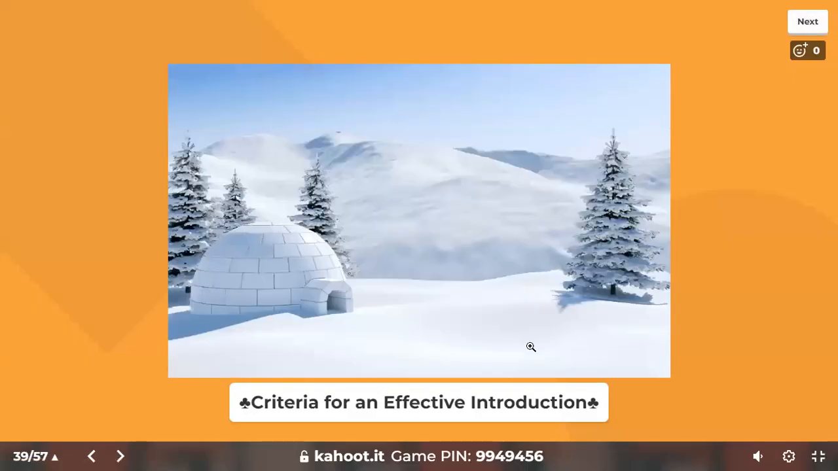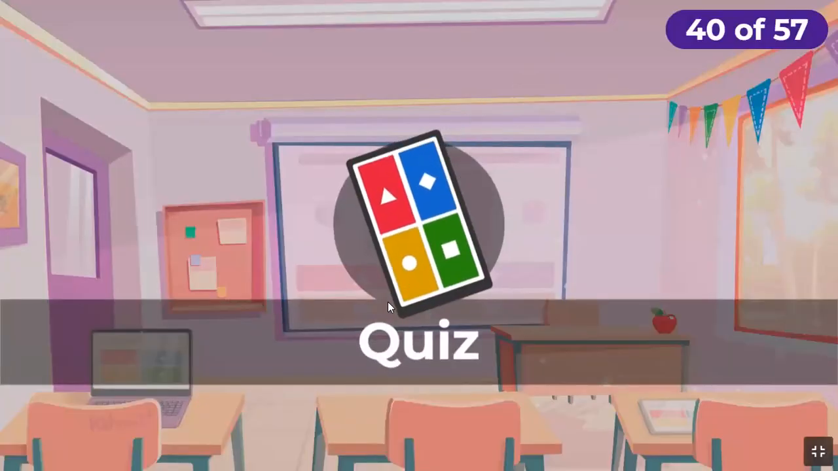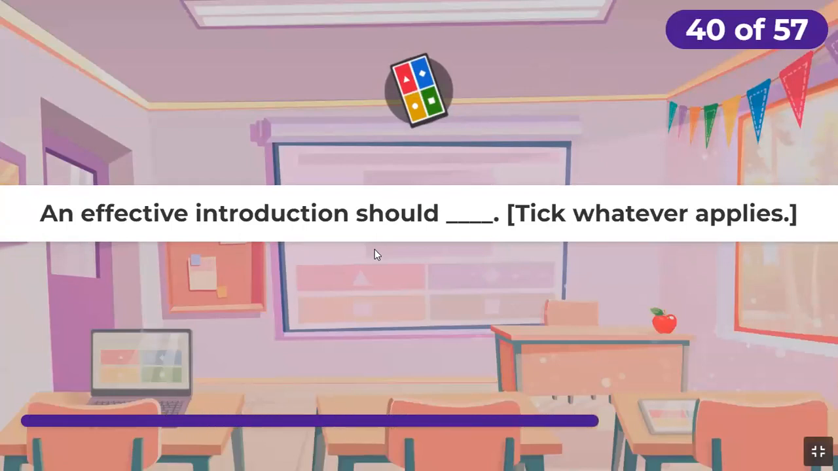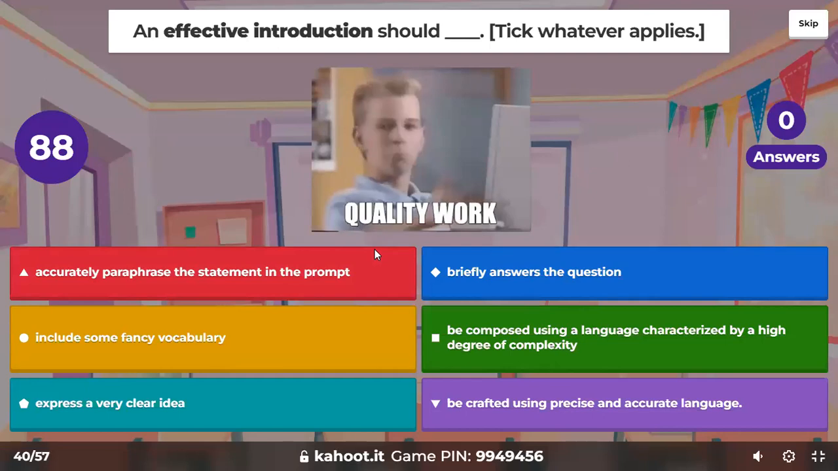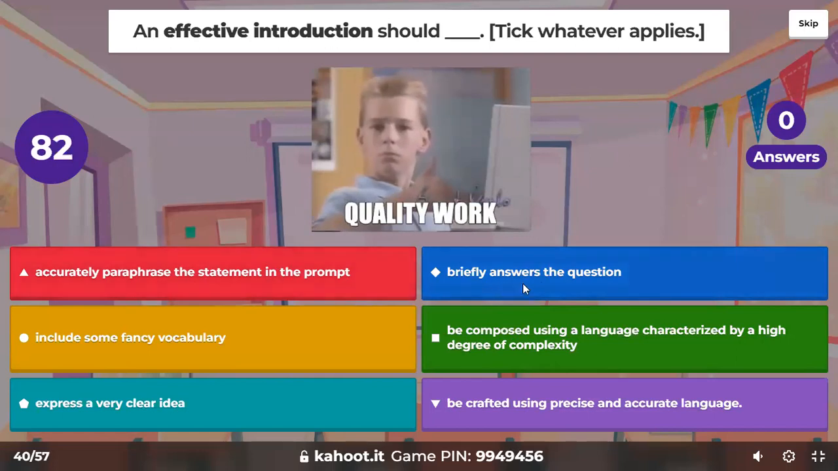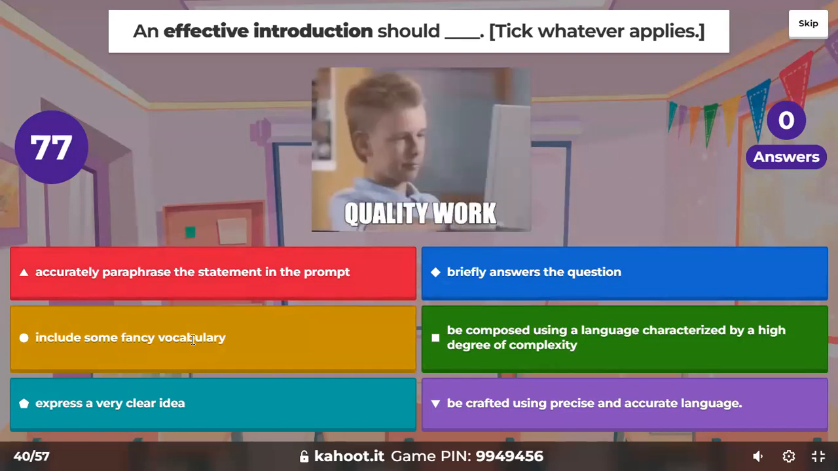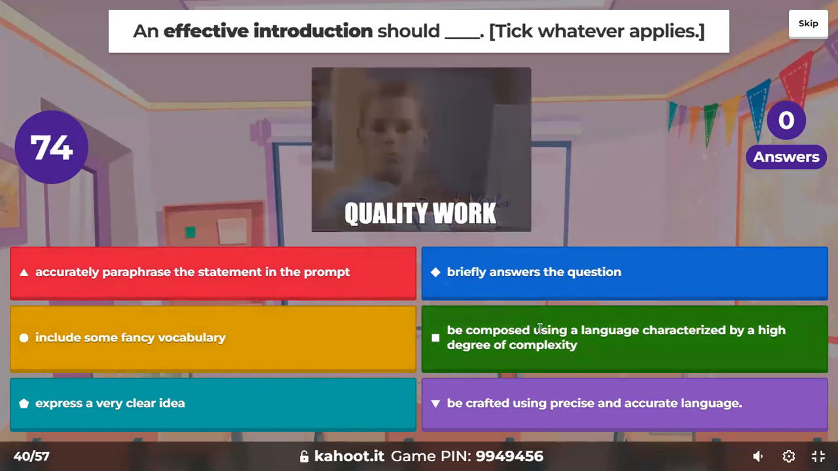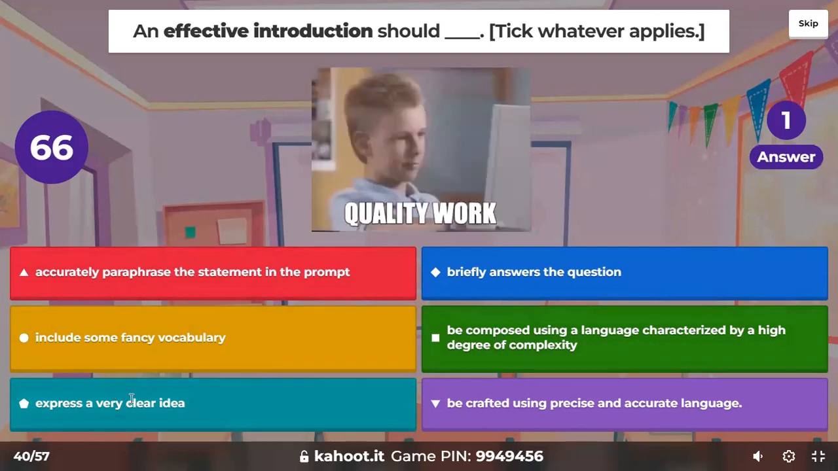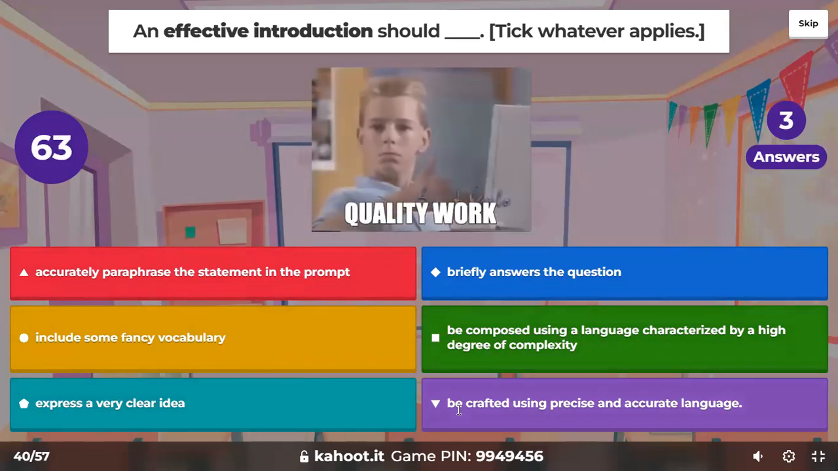Now, criteria for an effective introduction, you will do this. Now, if you want your introduction to be effective, now, what do you need to do? I think there are 6 items. You have to choose maybe 5 of them or 4 of them. I don't remember. So 6 items. Accurately paraphrase the statement in the prompt. Briefly answers the question. Include some fancy vocabulary. الكلام الكبير هذا. زين. Be composed using a language characterized by a high degree of complexity, جمل معقدة جدا, and express a very clear idea, and be crafted using precise and accurate language.